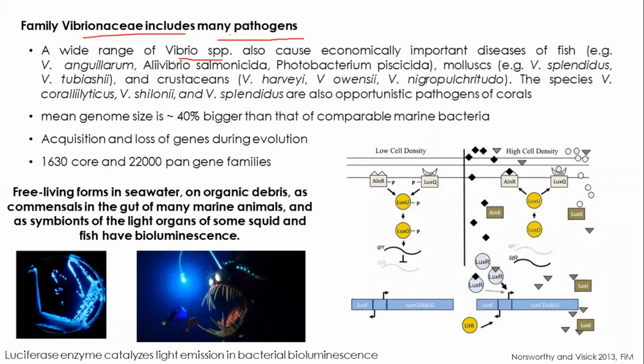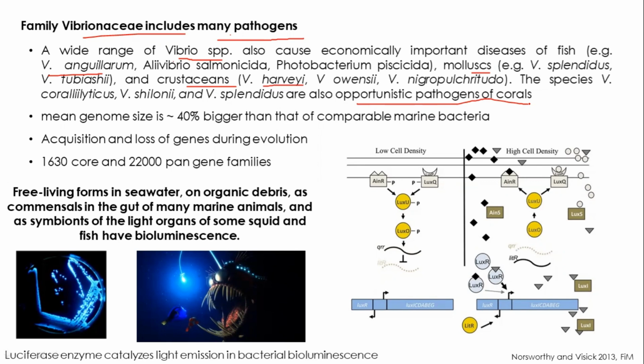For example, Vibrio anguillarum, and you have Photobacterium, which can cause disease in mollusks. Vibrio harveyi can cause diseases in a lot of crustaceans, and so on, right? So they are also very opportunistic pathogens. If there is any compromise in the health of the corals or any of these marine organisms, Vibrio will be the first to attack them.